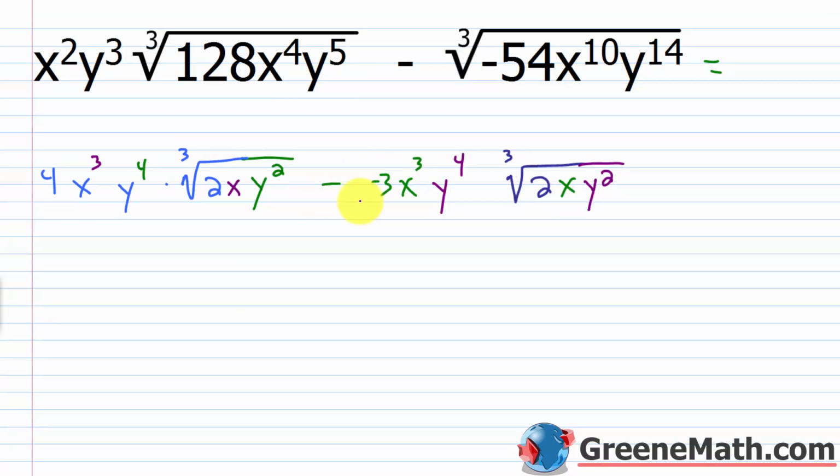Now notice we have minus and negative. So we're going to go ahead and just write plus here. Okay, minus a negative is plus a positive. So now I do have like radicals. I have the cube root and the cube root. I have 2xy squared and 2xy squared.